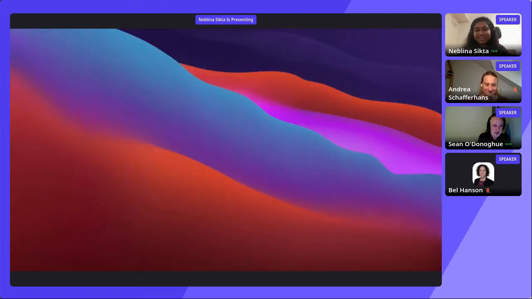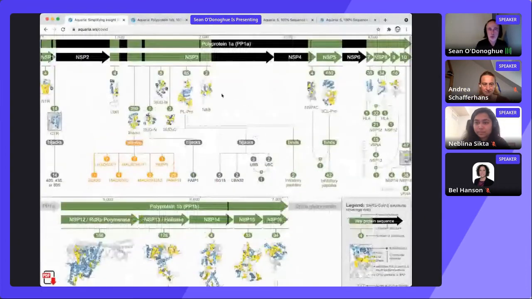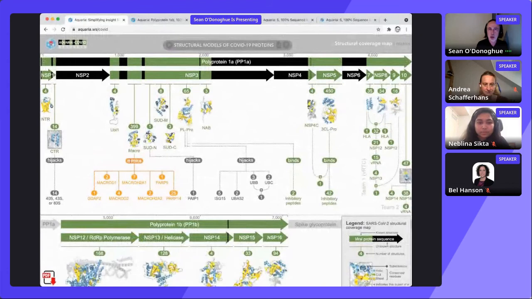Thanks, Neblina. All right, so I think you have to disable screen sharing. Yeah, okay. So I'll turn back my screen, and I'm going to switch now straight to the demo. So I'm going to share Chrome. Right, so this is what the map looks like in Chrome.